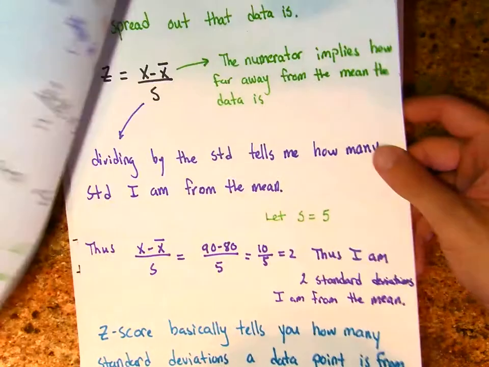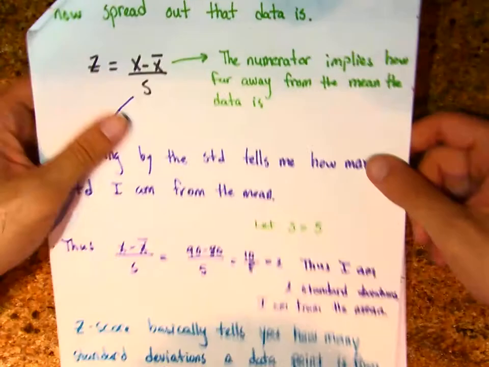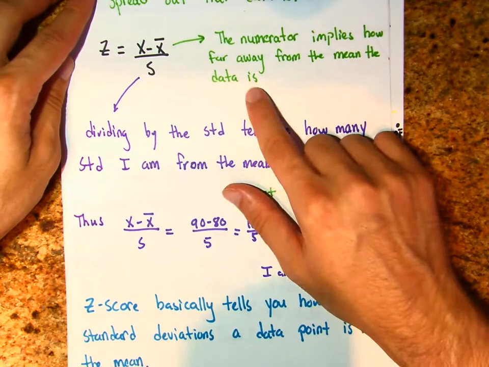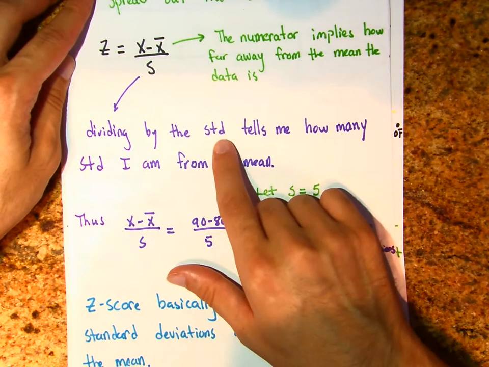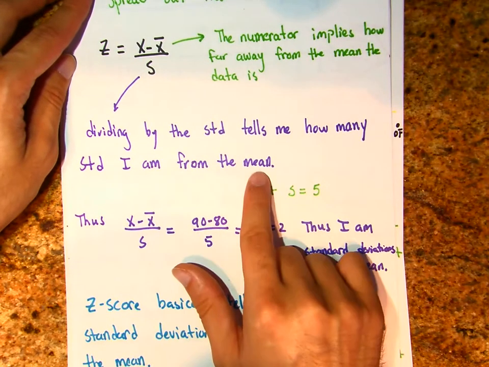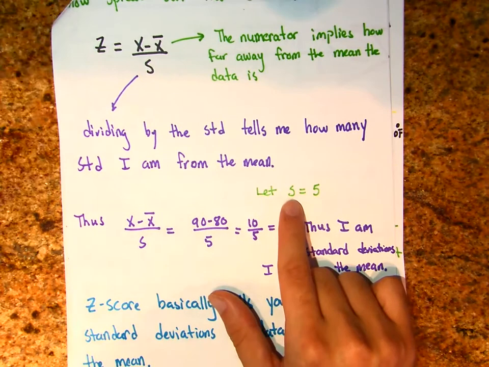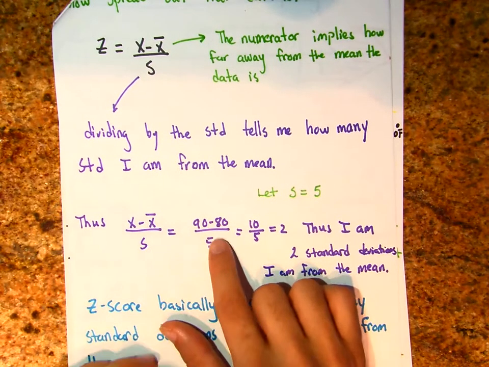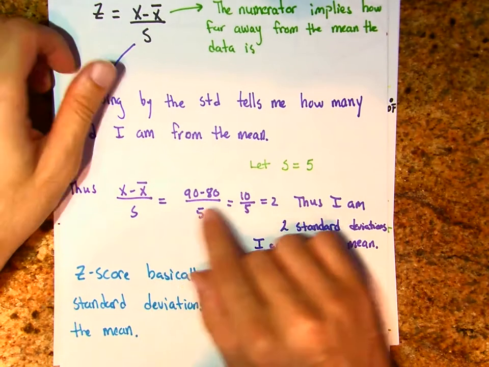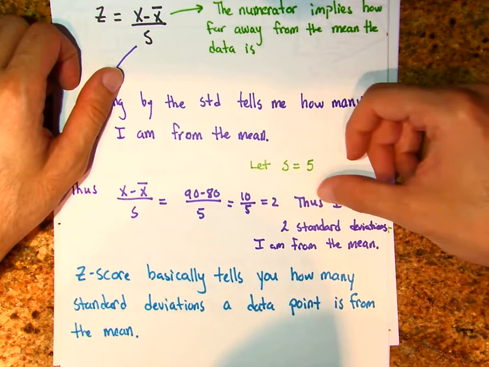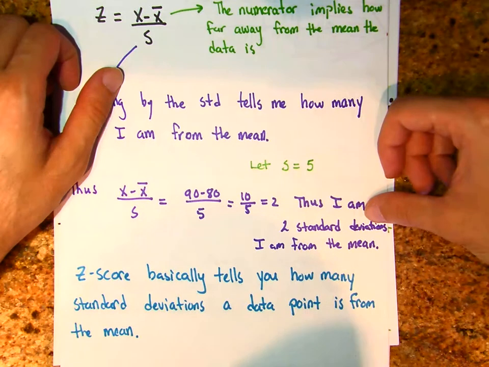And that's the idea with the z-score. The difference implies how far away from the mean the data is. Dividing by the standard deviation tells me how many standard deviations I am from the mean. So let's say s is equal to 5. Thus, x minus x bar, we have 90 minus 80, and if we divide it by 5, we have 10 over 5, which is 2. Thus, I am 2 standard deviations from the mean.